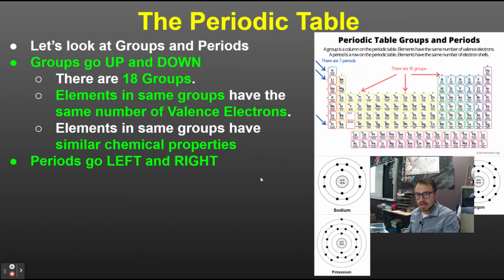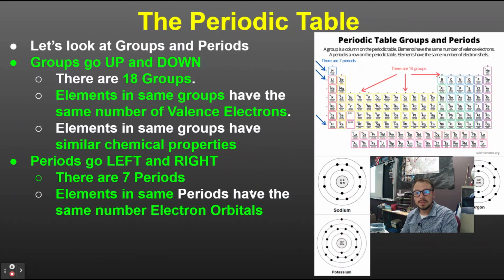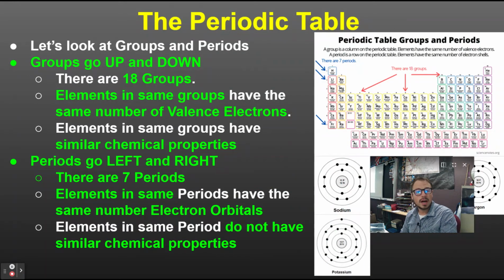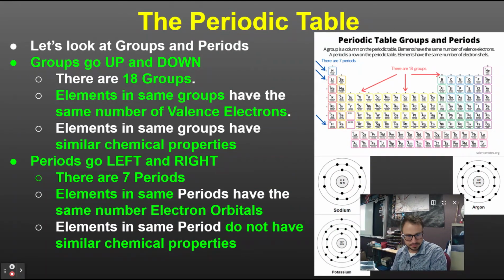Now, periods go left to right. Those are the rows. There are 7 periods. Elements in the same period have the same number of electron orbitals. Now, they do not have similar chemical properties.